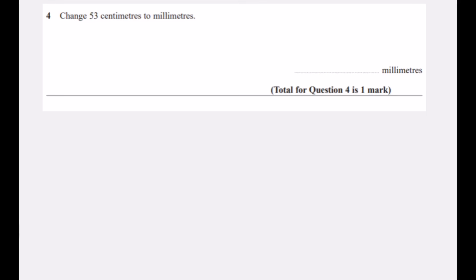Change 53 centimeters into millimeters. Each 1 centimeter is equal to 10 millimeters. So to change from centimeters to millimeters, we need to multiply by 10. 53 times 10 will be 530.